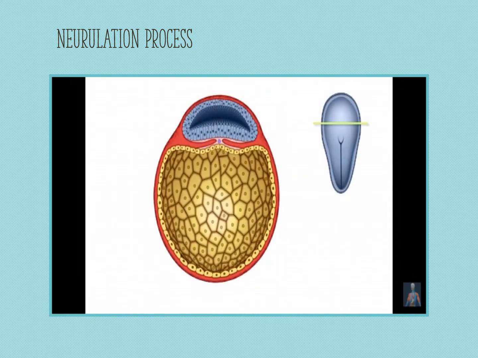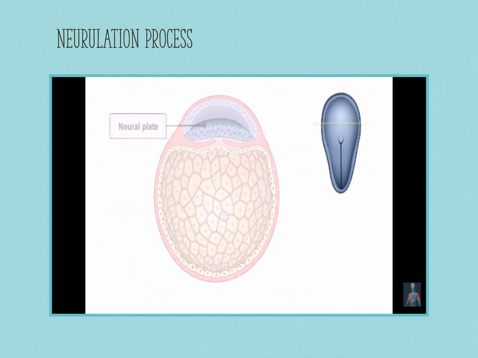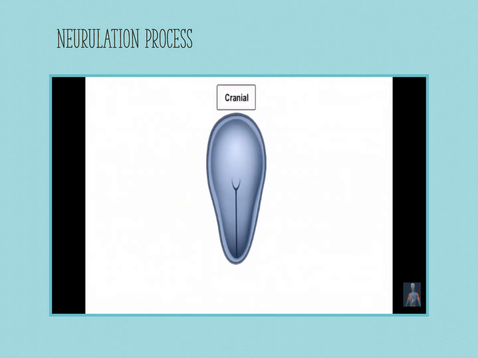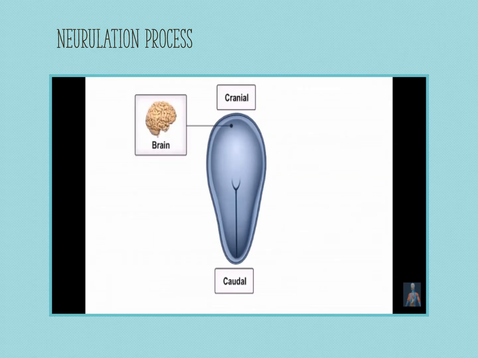Neurulation begins with the formation of a thickened area of cells, called the neural plate. The neural plate forms at the cranial end of the embryo and grows in a cranial to caudal direction. The cranial or head end of the neural plate indicates the region of the future brain, and the narrower caudal or tail end represents the future region of the spinal cord.